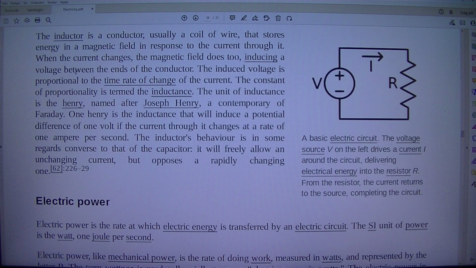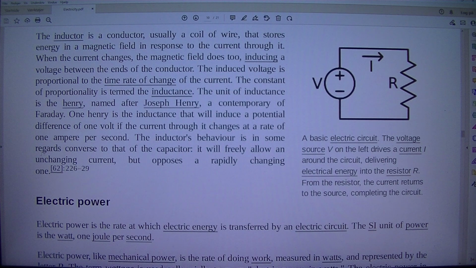When the current changes, the magnetic field does too, inducing a voltage between the ends of the conductor. The induced voltage is proportional to the time rate of change of the current. The constant of proportionality is termed the inductance. The unit of inductance is the henry, named after Joseph Henry, a contemporary of Faraday. One henry is the inductance that will induce a potential difference of 1 volt if the current through it changes at a rate of 1 ampere per second.